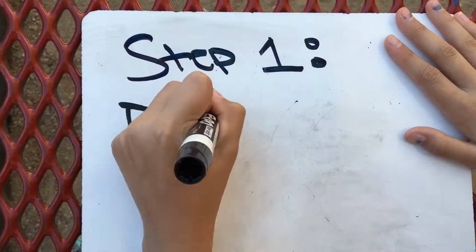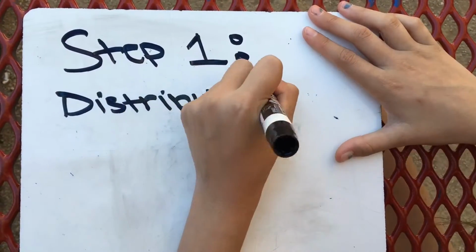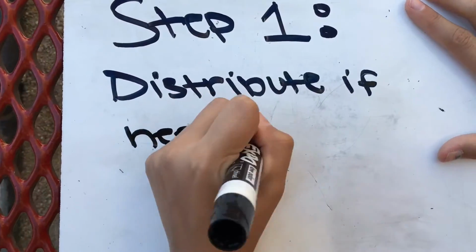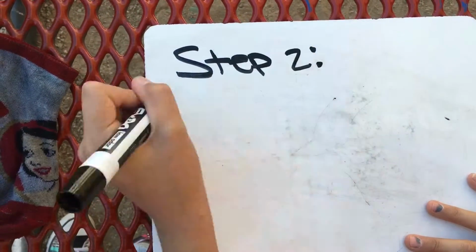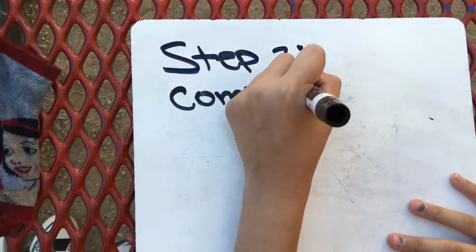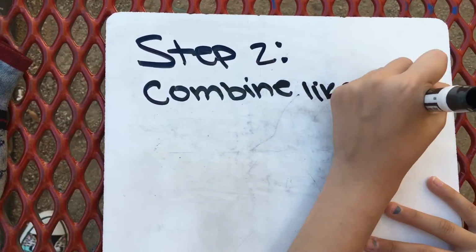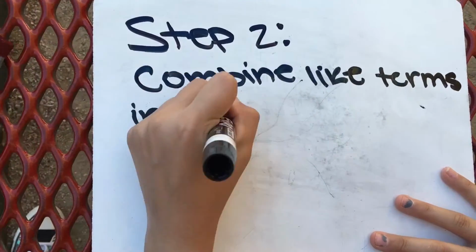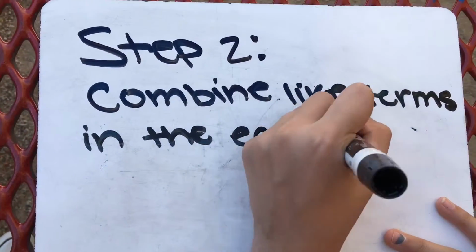Step 1 for solving multi-step equations is to make sure that you can distribute if you need to. Step 2 is to combine like terms and make sure to not cross over the equal sign when doing that.